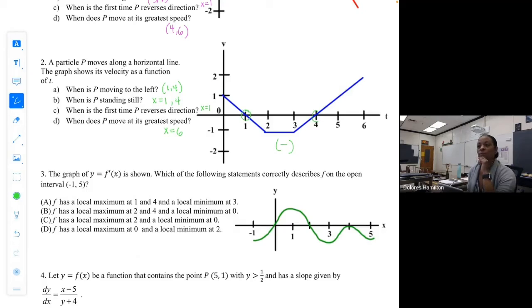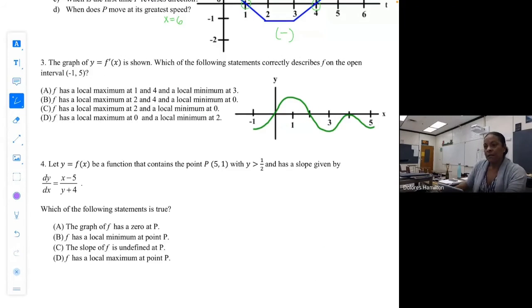And it reverses direction at x equals 1 because our velocity changes from positive to negative there the first time. And then when is it moving at its greatest speed? Remember, the y values here are our speed, and so that would be right there when x is 6. So I want you to take a second to look at 3, see what you think your solutions are going to be. Pause it, let me know.